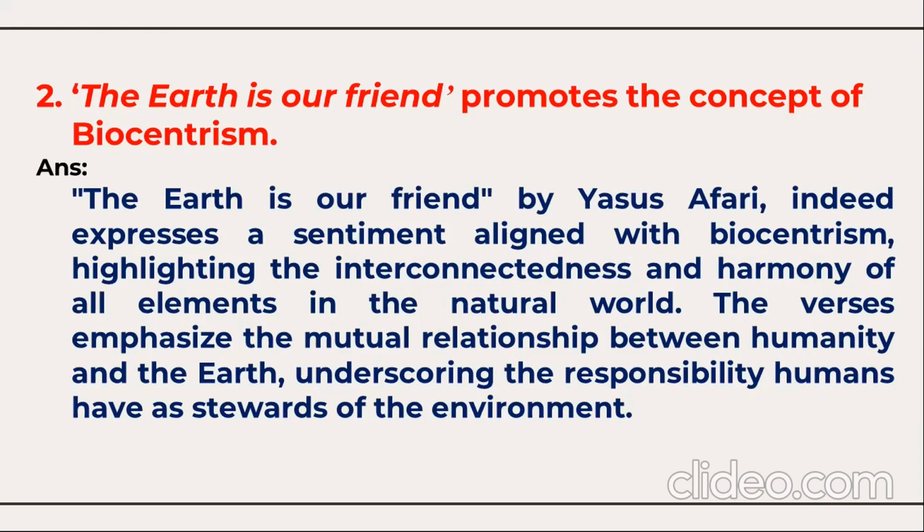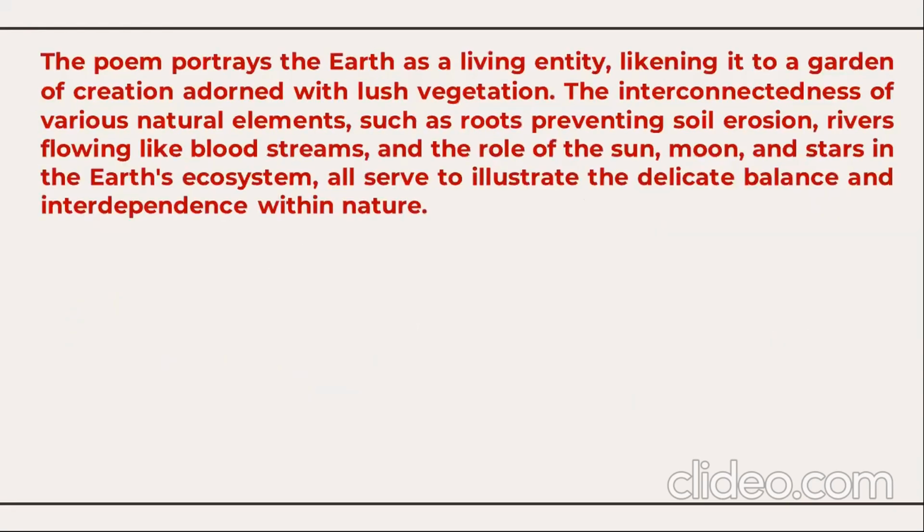The verses emphasize the mutual relationship between humanity and the earth, underscoring the responsibility humans have as stewards of the environment. The poem portrays the earth as a living entity, likening it to a garden of creation adorned with lush vegetation. The interconnectedness of various natural elements, such as roots preventing soil erosion, rivers flowing like blood streams, the rule of the sun, moon, and stars in the earth's ecosystem, all serves to illustrate the delicate balance and interdependence within nature.